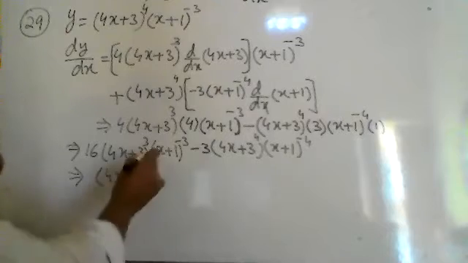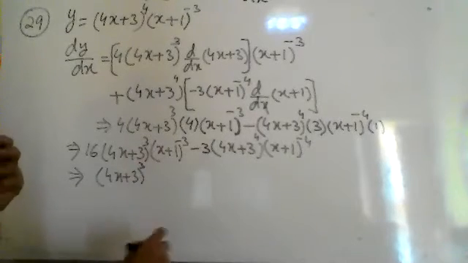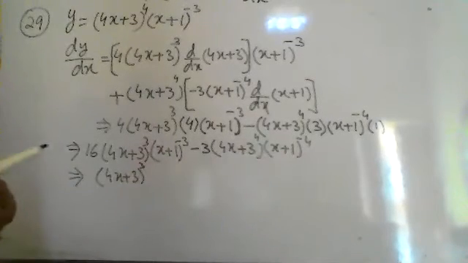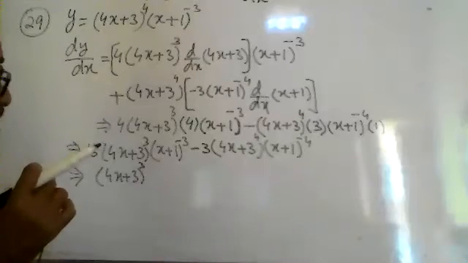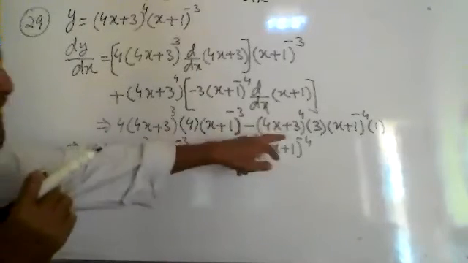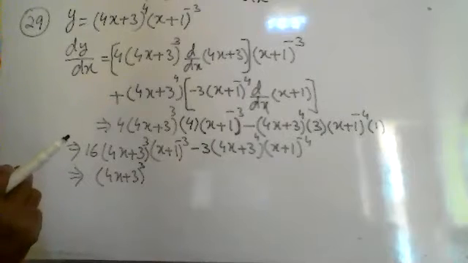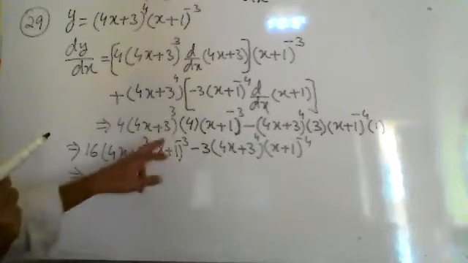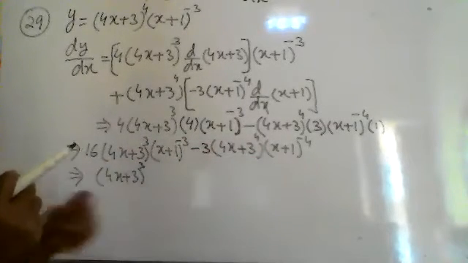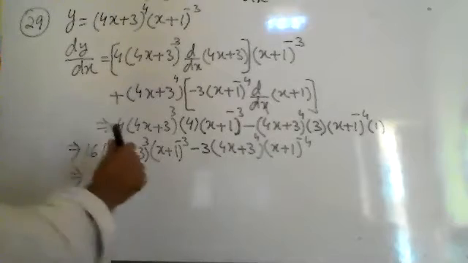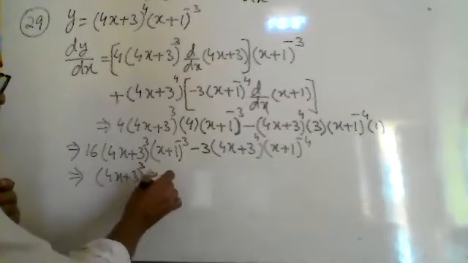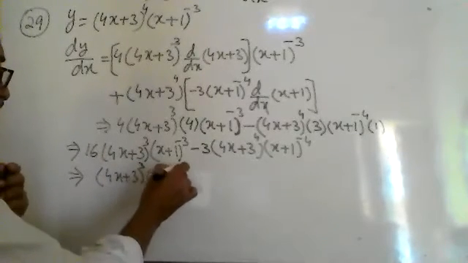Or this is x plus 1 raised to power minus 3. This is x plus 1 raised to power minus 4. So the smallest power is again common. So minus 3 and minus 4. This is a smaller one. In the negative numbers, the larger number is always the smaller. So minus 4 is smaller. Therefore, x plus 1 raised to power minus 4 is common.